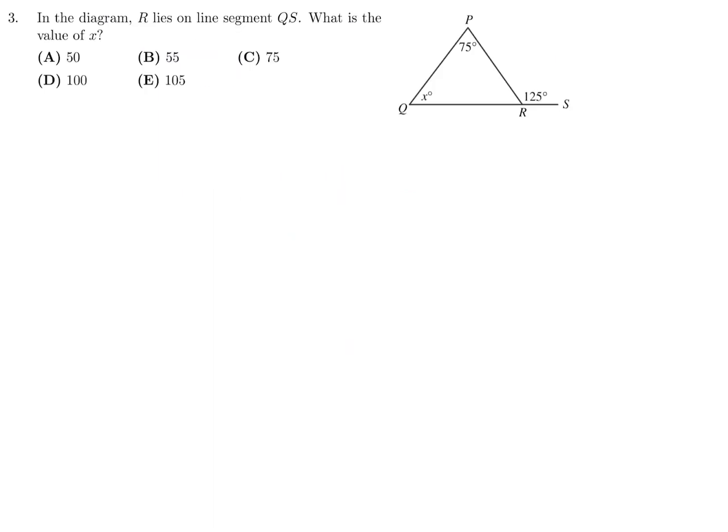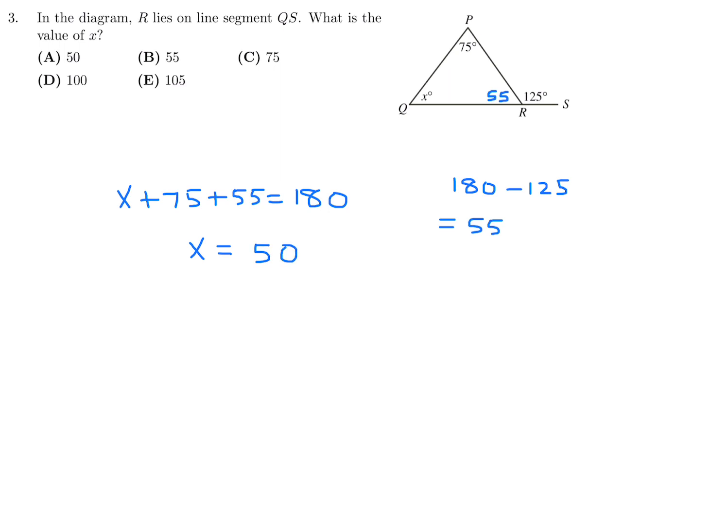In the diagram, R lies on the segment QS. What is the value of x? This is 125. So since the angles about a line equal 180, this angle is 180 minus 125, and that is equal to 55. So this is 55 right there. And then all the angles of a triangle add up to 180 degrees, as I'm sure you know. So that means x plus 75 plus 55 is 180. Solving for x, you get x equal to 50. And then for number 3, the answer is A.